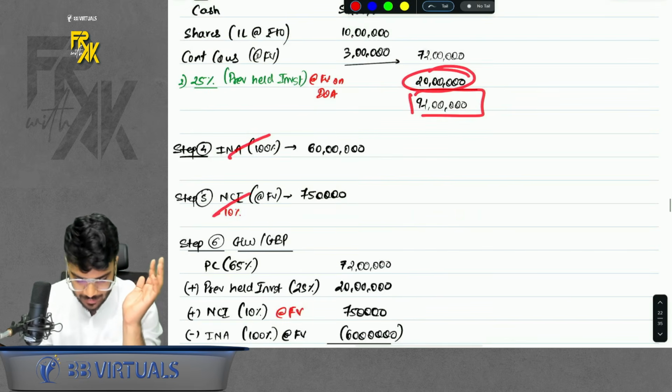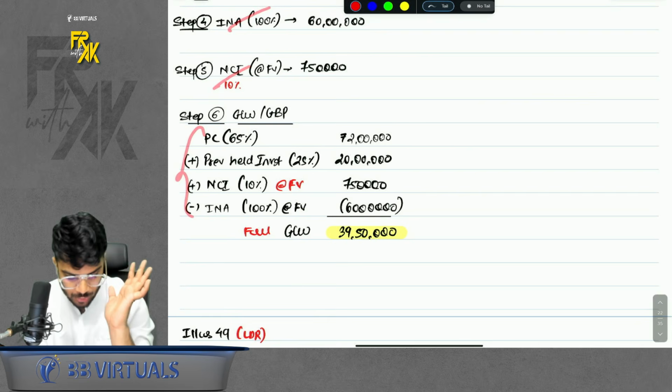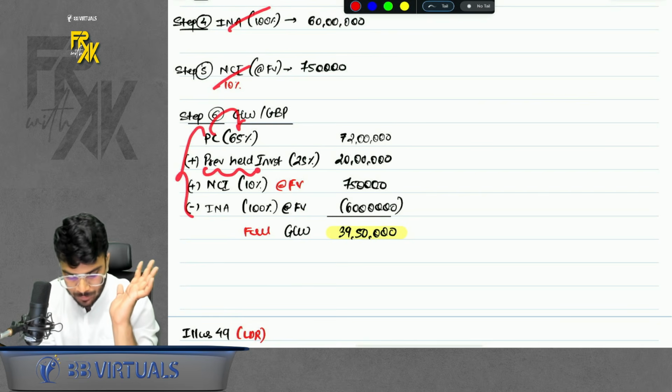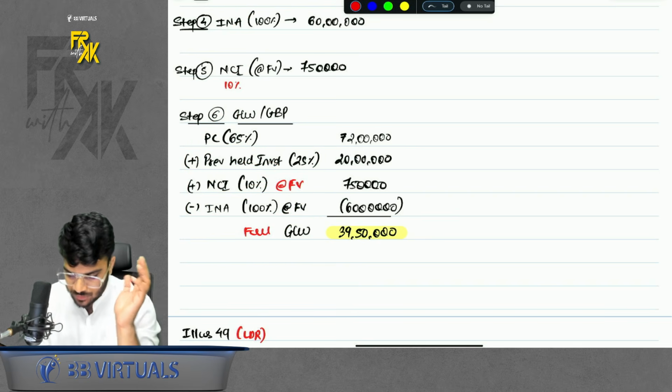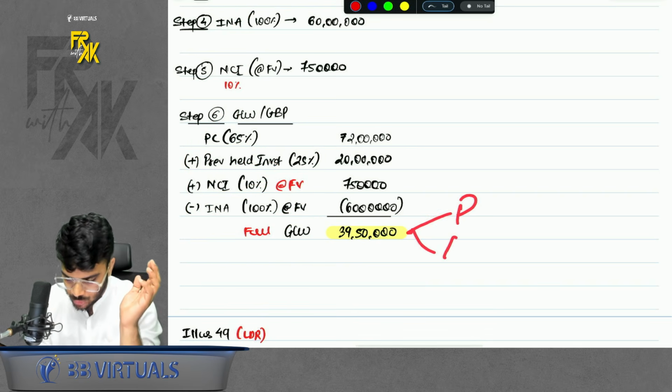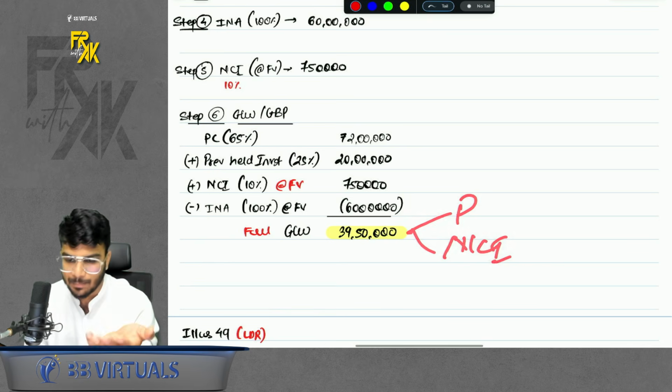INA, then NCI. In goodwill also I'm showing separately: PC of 64% separately, previously held investment separately. Then add INA, add NCI, less INA, and you will get goodwill. It is full goodwill. Bifurcation of how much belongs to parent and how much belongs to NCI was not asked, so I have not given it. This was a simple question which can come in the exam.